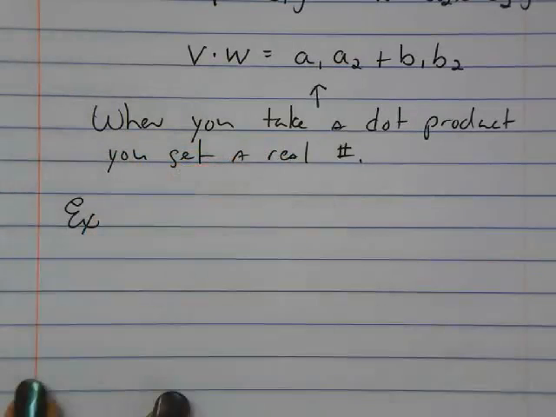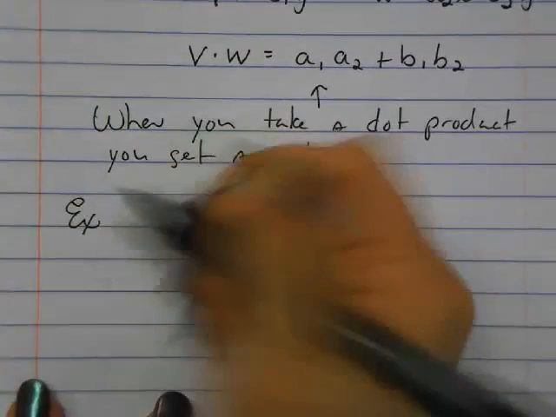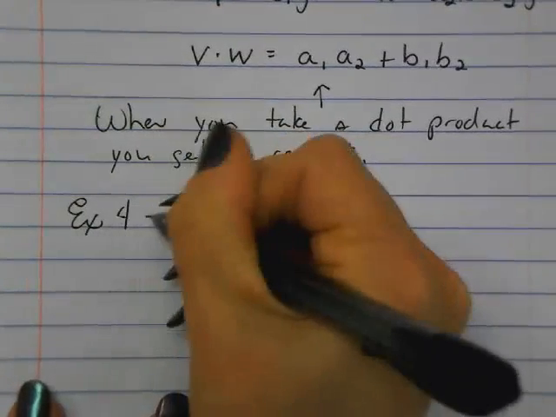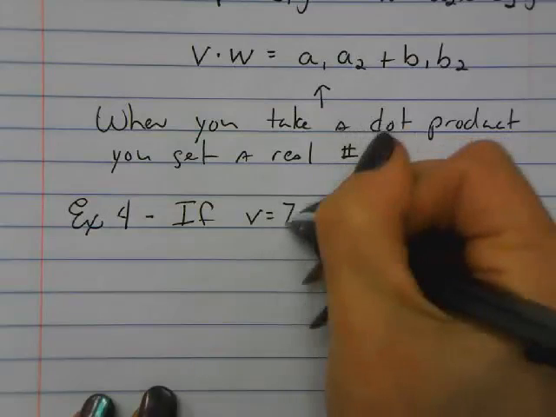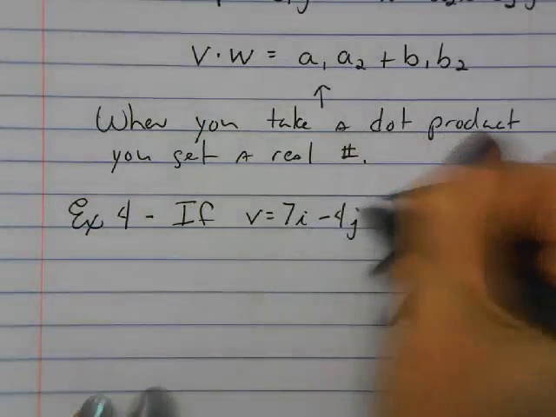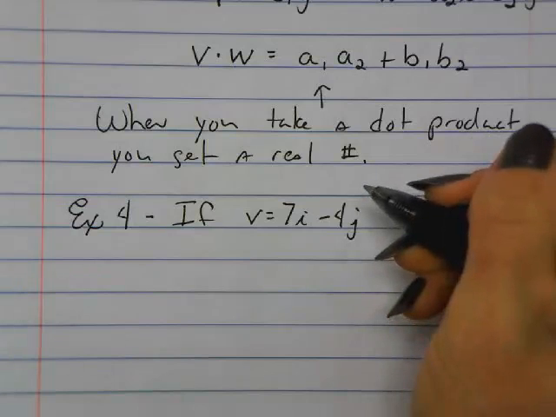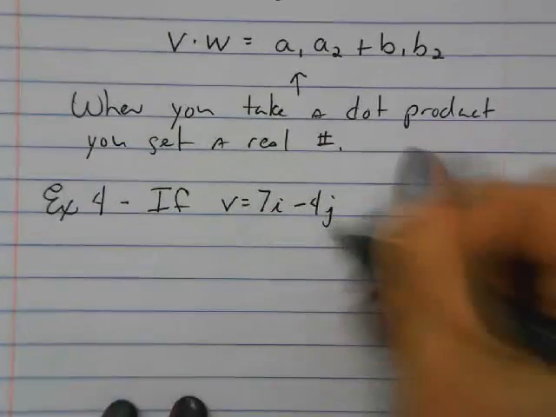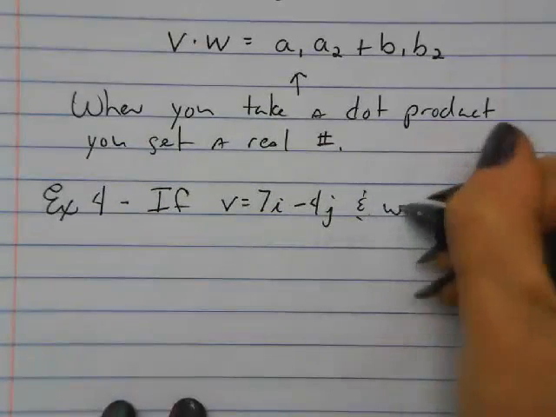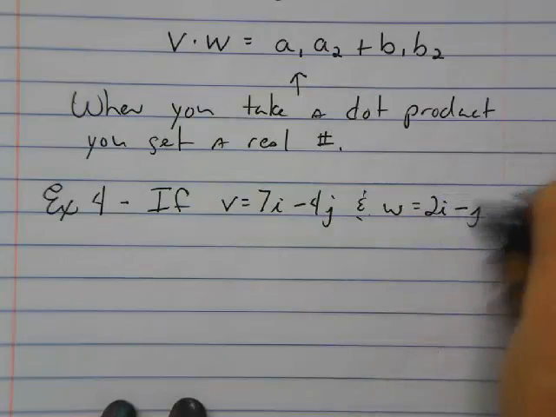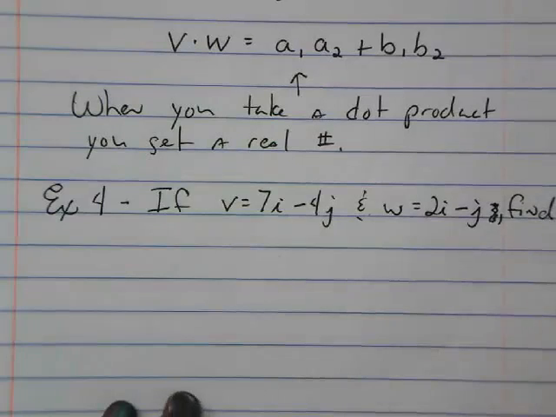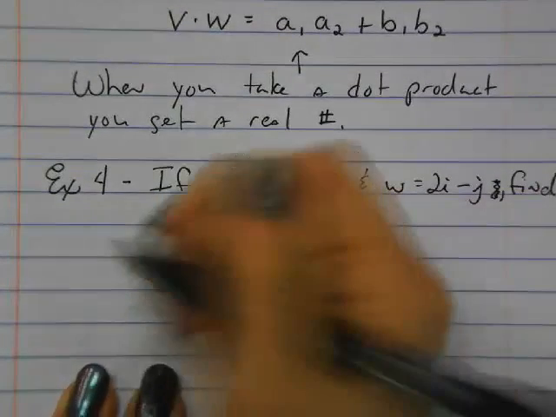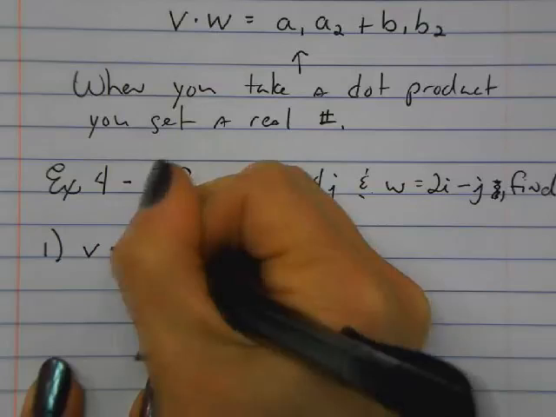Alright, let's go to example 4 then. If v is 7i minus 4j, and w is 2i minus j, find, let's just make a comma. Alright, first thing I want you to find is v dot w.